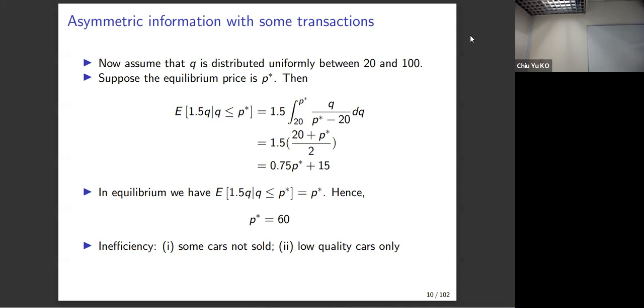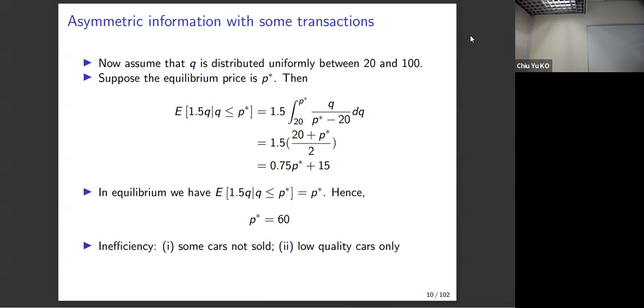Suppose you believe it is actually 20 to 100. You can calculate the expected price: given the price, what's the expected quality? That actually is better, because if the lower bound is the minimum, you're going to pay 15.